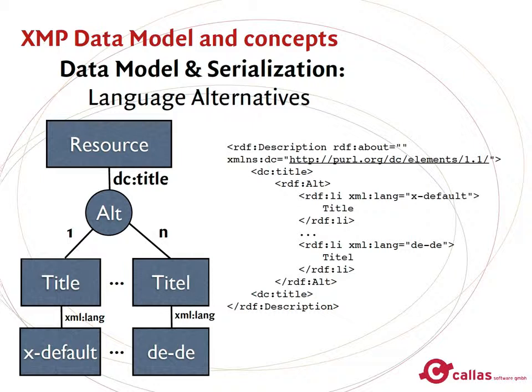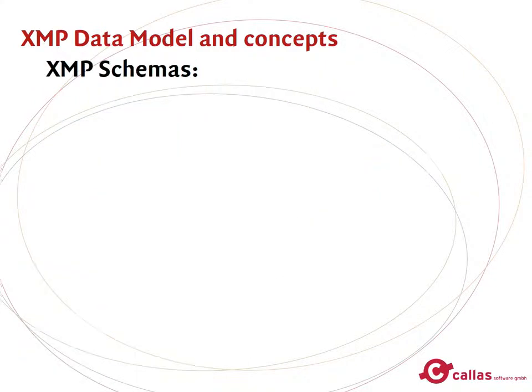So the serialization of the metadata is a little bit more complex. You have the rdf:Alt tag and all the list elements inside that, and the property qualifiers are serialized as xml:lang attributes. Okay.